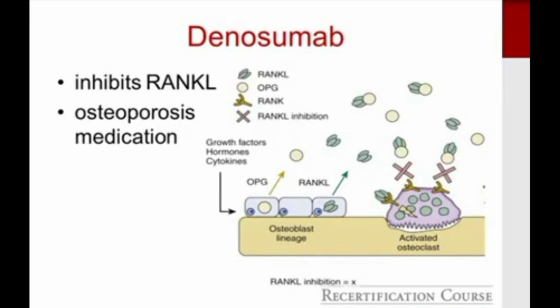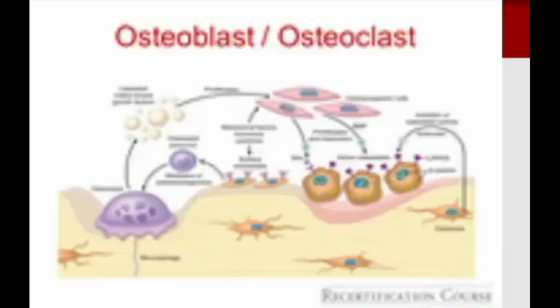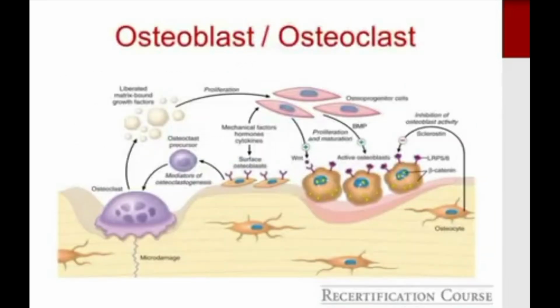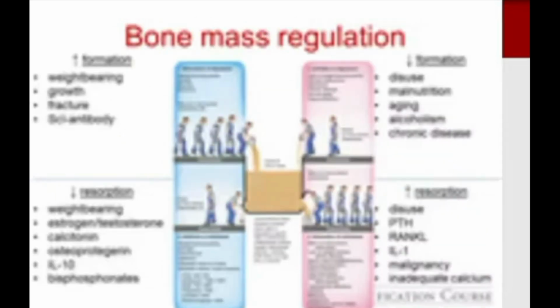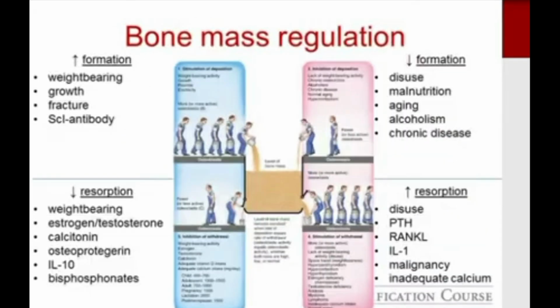Denosumab is a pharmacological medication which inhibits RANK ligand. They use this for osteoporosis because it blocks RANK ligand's effect on the osteoclast. So again, the osteoblast-osteoclast interplay is very important for bone turnover and bone mass regulation. I like this slide here because it can show how bone is produced and how bone is resorbed, and how increased formation or decreased formation can play a role in bone metabolism, or decreased resorption or increased resorption as well. So on the top of the slide is osteoblast function, the bottom of the slide is osteoclast function.